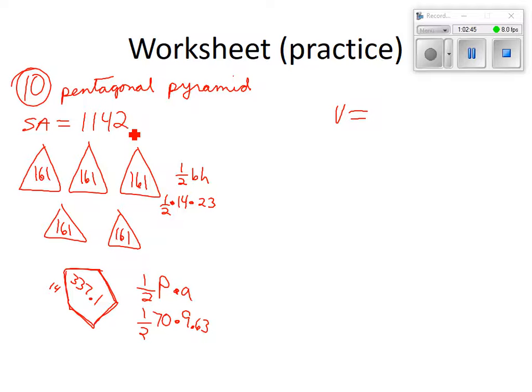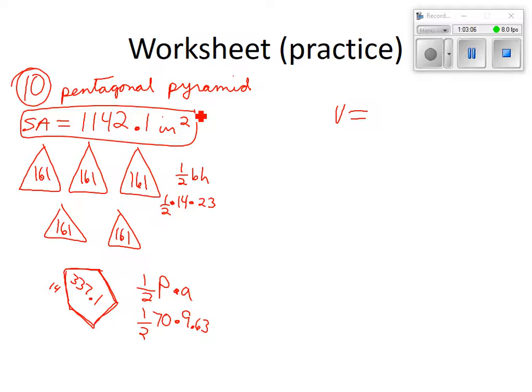1,142? Anybody else get that? 337.1. What's our units? Inches. Inches squared. Don't forget your units. You're going to be pretty upset when you get your test back if you miss a whole bunch of problems because you forget your units.